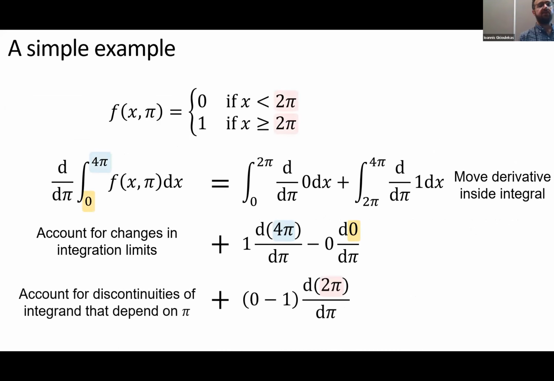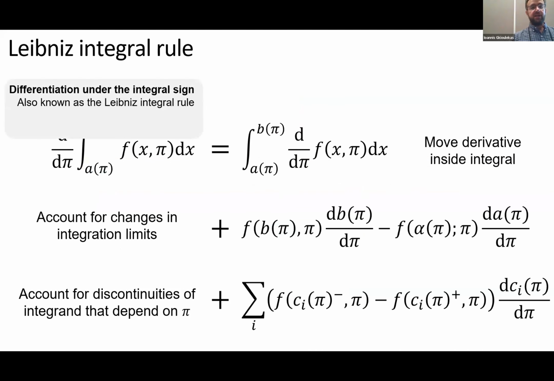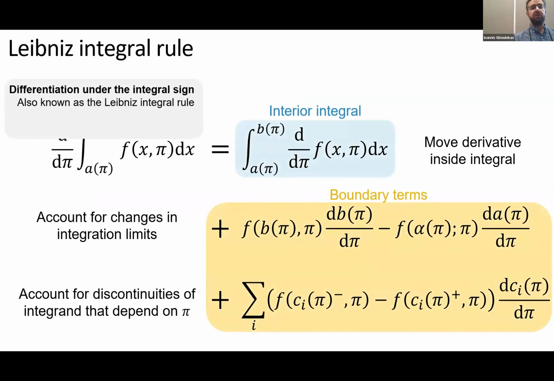And then I have a third term that accounts for the fact that I have a discontinuity at 2 pi that depends on the parameter I'm optimizing over. Okay? Any questions so far? All right. So, Leibniz integral rule, and we'll split these two terms for the rest of the talk into the interior integral, as we'll call it, basically just move the derivative inside, and the boundary terms, everything that has to do with the fact that we have discontinuities and integration limits that depend on pi.